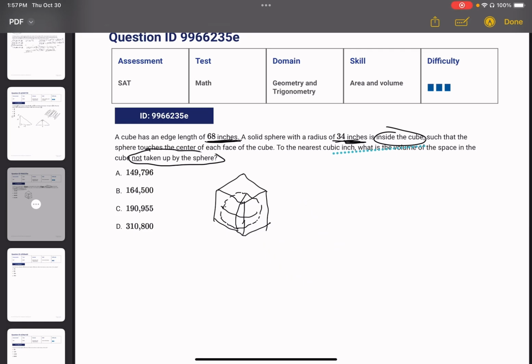If we're looking for the space not taken up by the sphere, we're going to find the volume of the cube itself first. We know each side of the cube is 68, and the volume of a cube is the side length cubed, so we get 68 cubed, and this is going to give us 314,432.